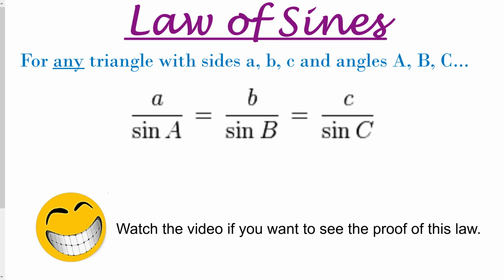So, for any triangle with sides a, b, and c, and angles A, B, and C, corresponding as I described on the previous slide, side a over the sine of angle A is equal to side b over the sine of angle B. So that proportion is true. And it's also equal to side c over the sine of angle C. Now, when you use this formula, you're not going to use all three ratios. You're going to use two of the three ratios. So it depends on the problem. Maybe you'll use a over sine A equals c over sine C. It just depends on what parts you know and what parts you're solving for.